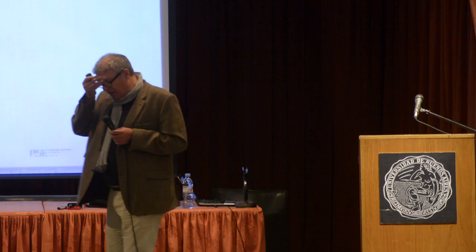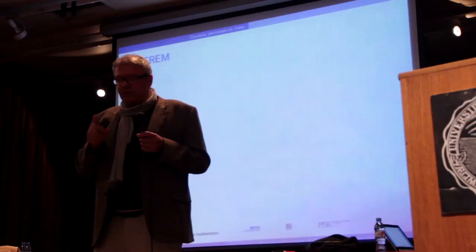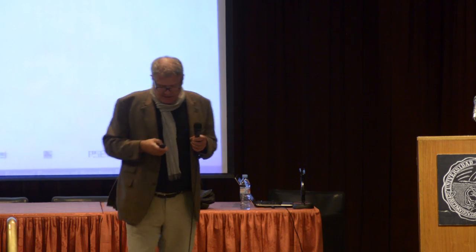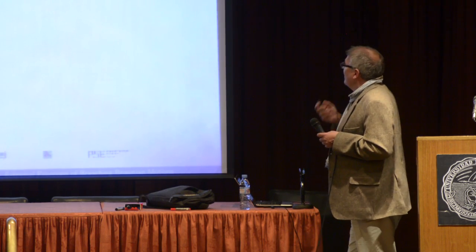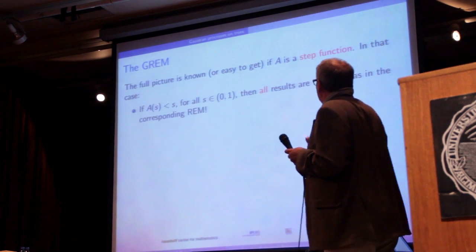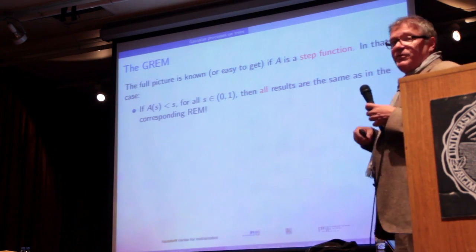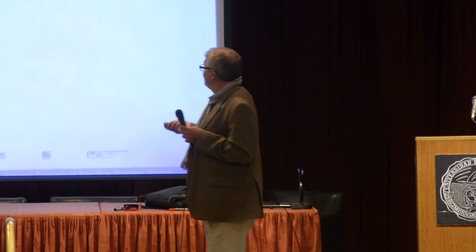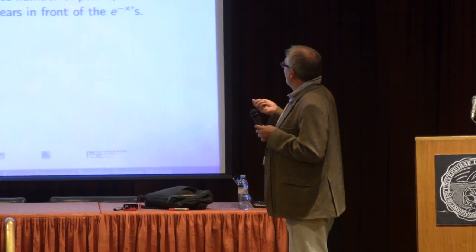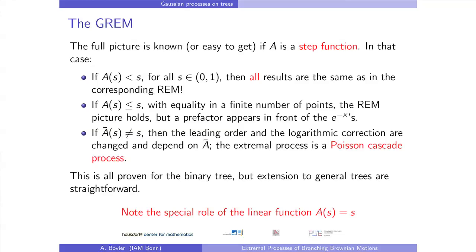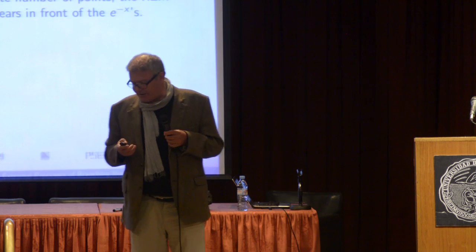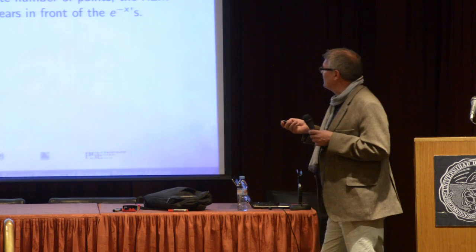Now, the other things that are known are in the case of the GREMs. The GREMs correspond to the case where the function a is a step function with finitely many steps. So it's just like a distribution function of a random variable with finitely many values. And in that case, we have known everything for a long time, more or less. If a of s is strictly less than s in that case, then everything is just like in the IID case. So you don't see anything on all three questions I gave you. Everything is as if we were in the IID case. If we have equality at a finite number of points, a finite number of points touch this straight line, so that it's not strictly below, then you still get the same answer, but you pick up a prefactor, a constant. So there's a slight thinning out of the extremal process, and that was something we found already 10 years ago.